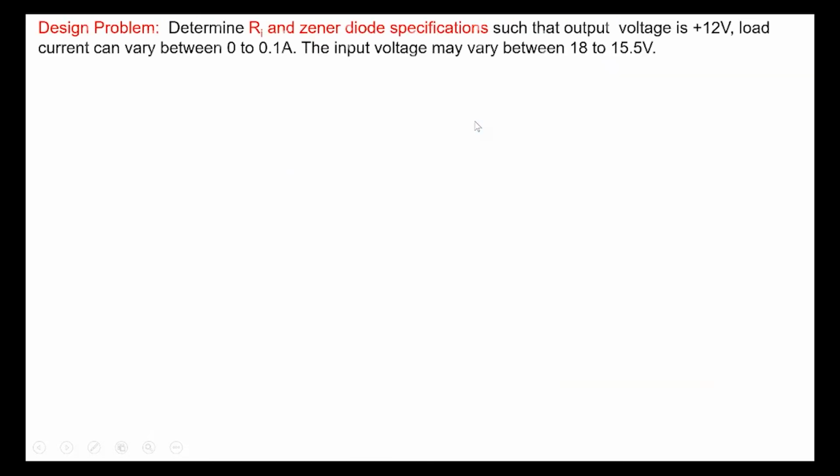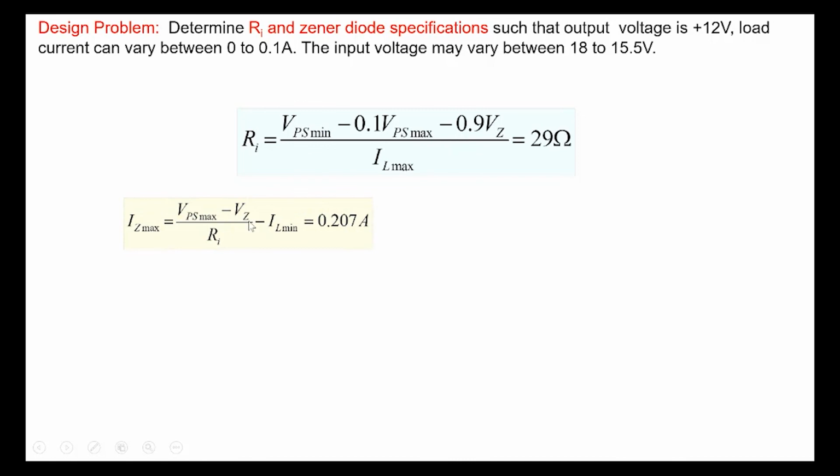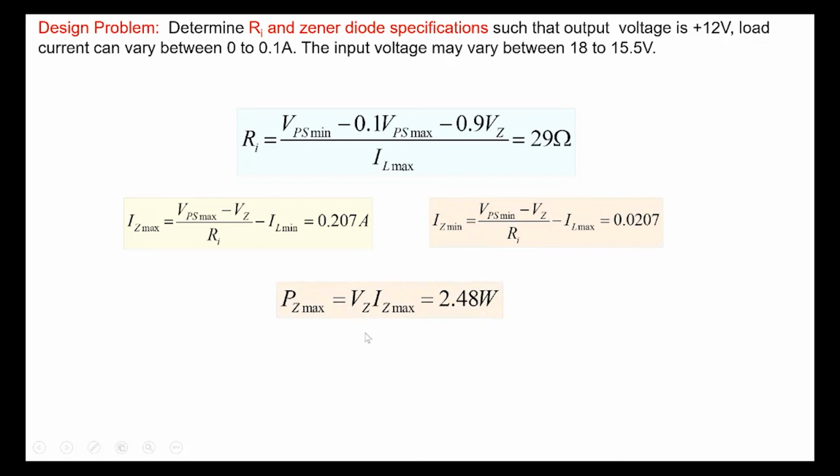So let's do the design here. For this one, Ri will turn out to be, if we plug in the values, 29 ohms. And Iz max is 0.207 amperes, Iz min is 0.0207 amperes here, and Pz max is 2.48 watts here. And note that the maximum load current required is 0.1 ampere here. Iz max is 0.2, so it's not excessive like the 0.6 that we had calculated earlier. And Iz min is also 0.02, so it's a small value here, but still positive.